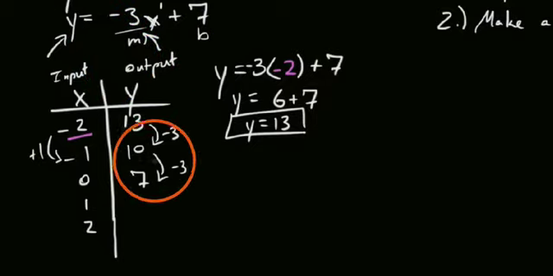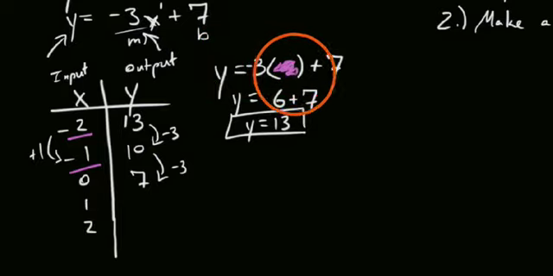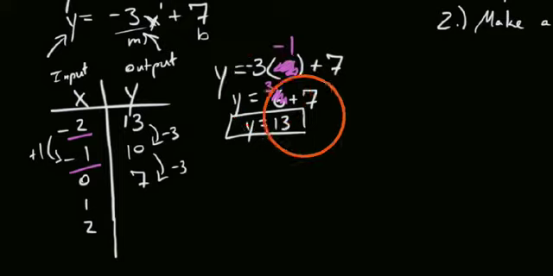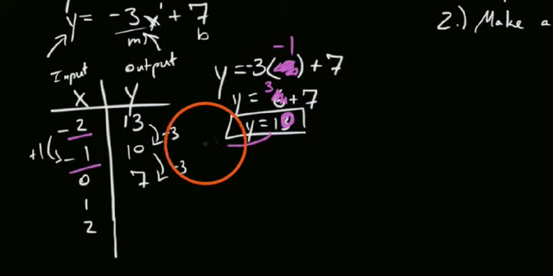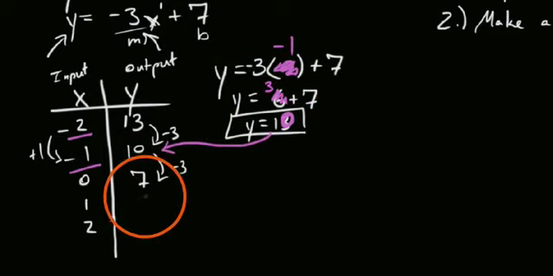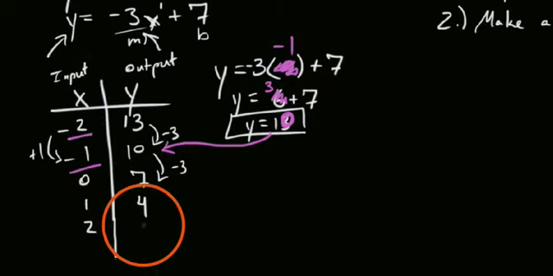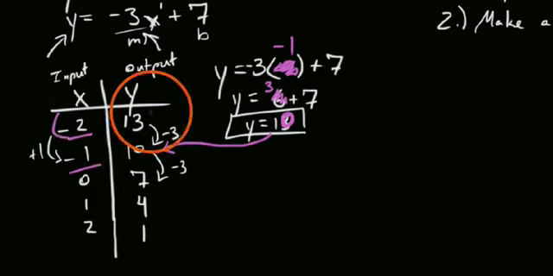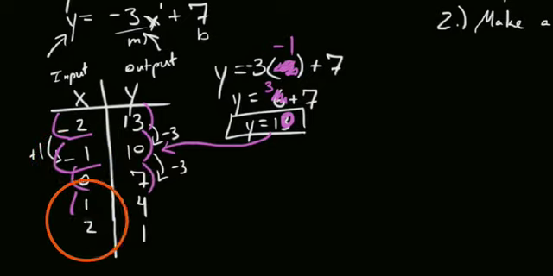To be very technical about it, we should be plugging in this -1 value. If I plugged in -1, we would have yielded -3 times -1 is 3, 3 plus 7, and there's the 10 that we would have gotten here. For the sake of time, I'm going to fill in the rest of these values. But the point here is this: we're going to call all these coordinate pairs, these solution points.